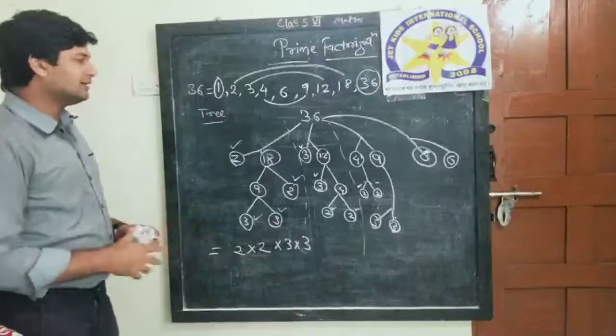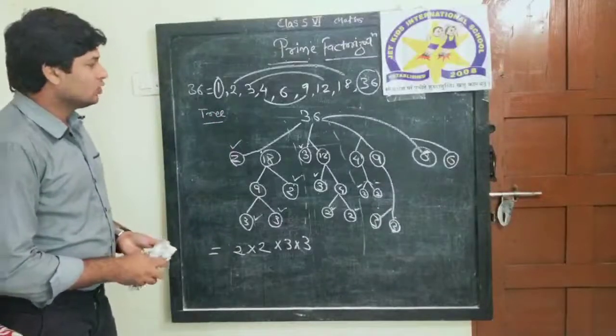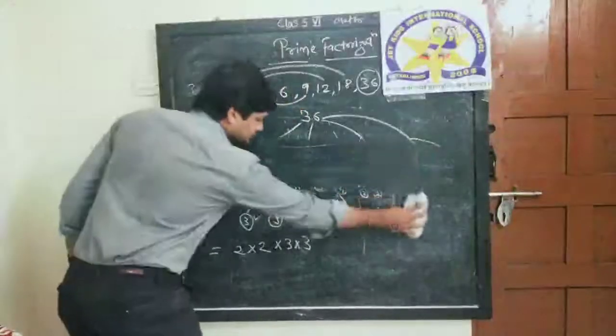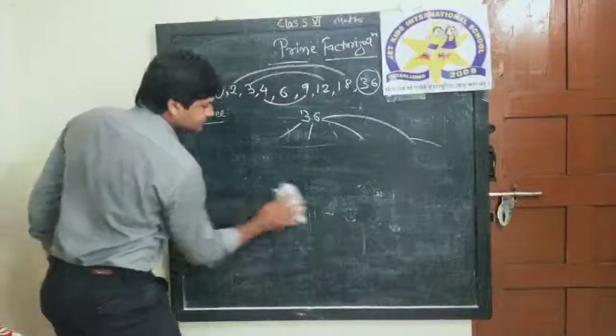One more method is there to find the prime factors of a given number. For example, next thing I am taking over here. Next method.